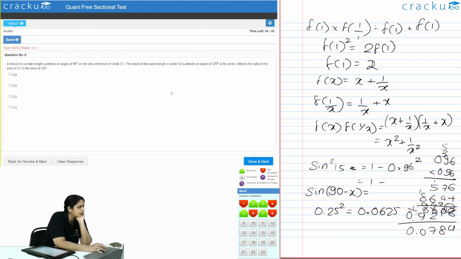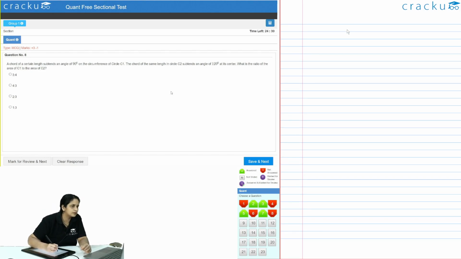A chord of certain length subtends an angle of 90 degrees on the circumference. The chord of the same length in circle C2 subtends an angle of 120 degrees at its center. What is the ratio of the areas? Since the chord subtends 90 degrees on the circumference, it's a diameter.